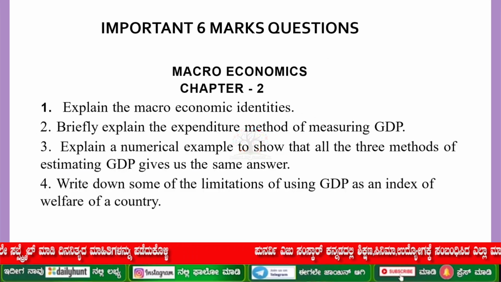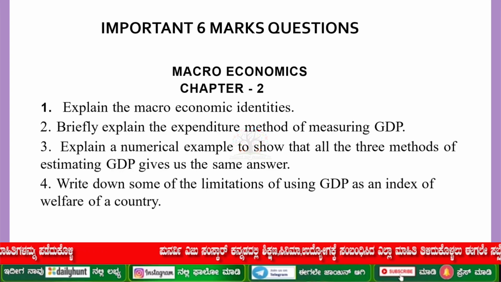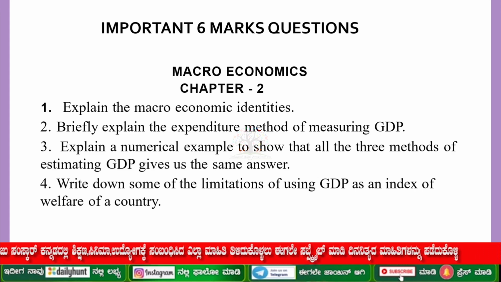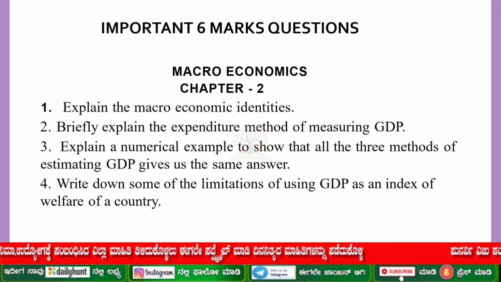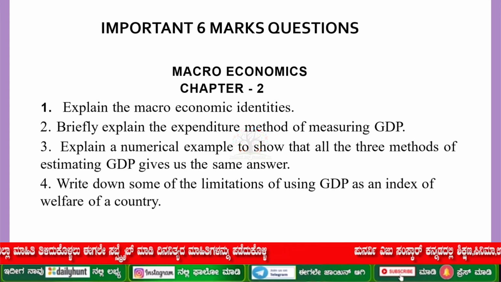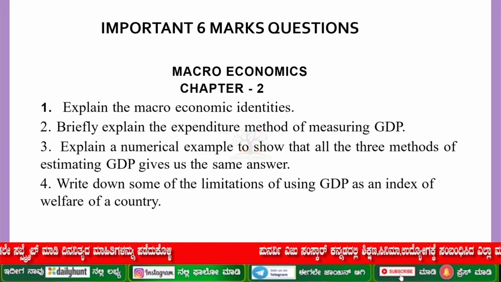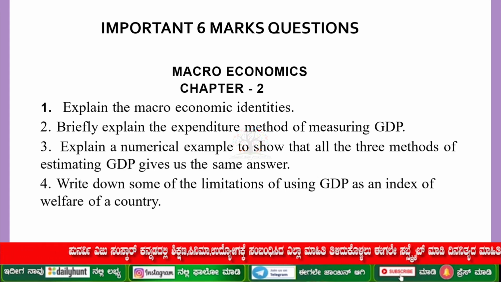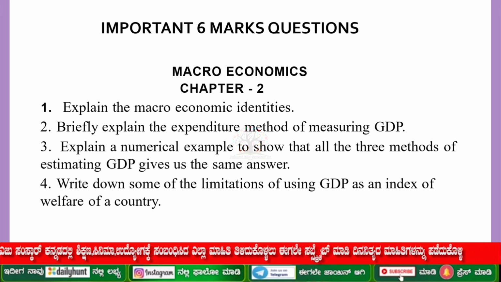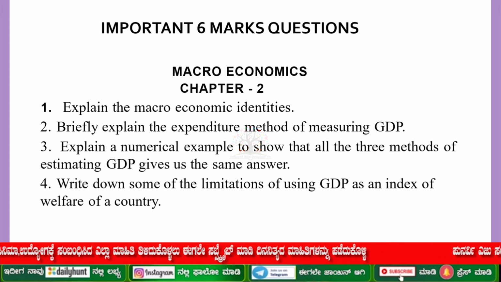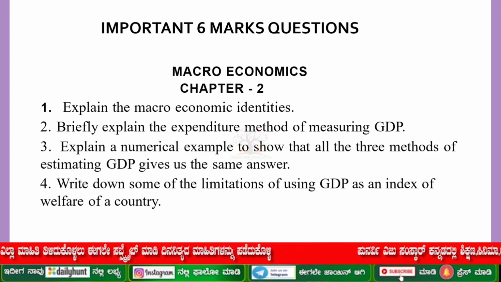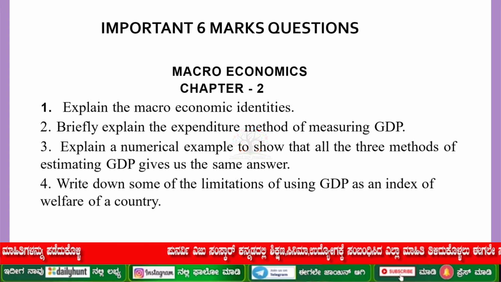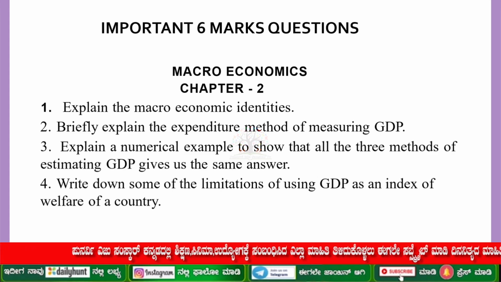And from macroeconomics, they will ask one important 6-mark question from this chapter. There are 4 important questions in this chapter. One is macroeconomic identities. Next, briefly explain the expenditure method of measuring GDP. Next, explain with a numerical example to show that all 3 methods of estimating GDP give us the same answer. And one more, write down some limitations of using GDP as an index of welfare of a country. So out of 4 questions, you can expect one 6-mark question.